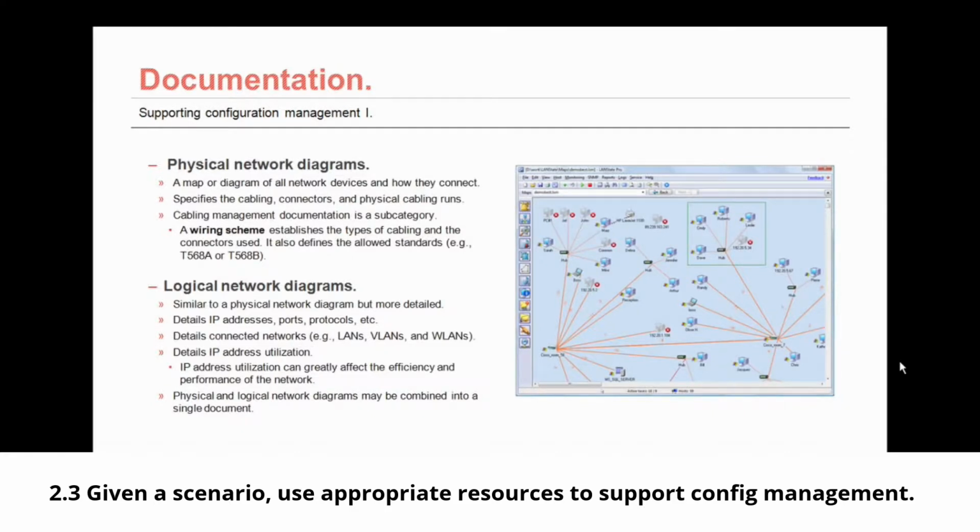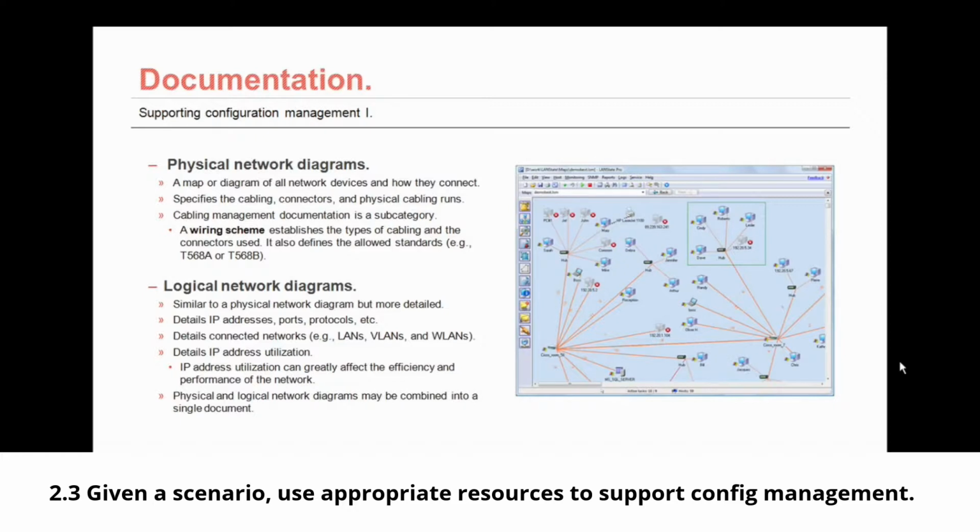Physical network diagrams should also be kept. These are a map or diagram of all network devices and how they connect. A physical network diagram specifies the cabling, connectors, and physical cabling runs. It will also include cable management documentation, which is considered a subcategory of the physical network diagram. The cabling management documentation will contain a wiring scheme, which establishes the type of cabling and the connectors used. It also defines the allowed standards for wiring those cables.